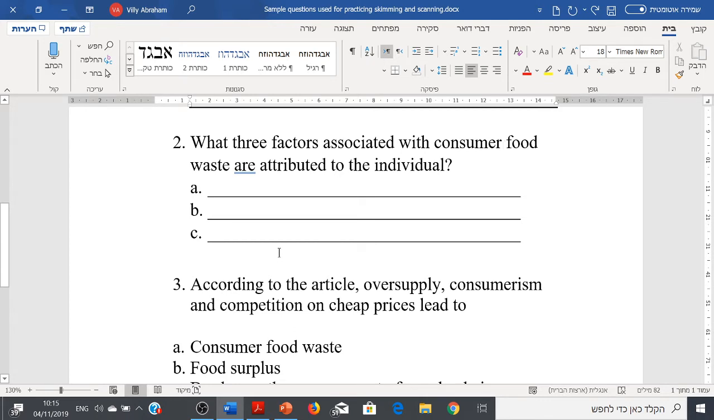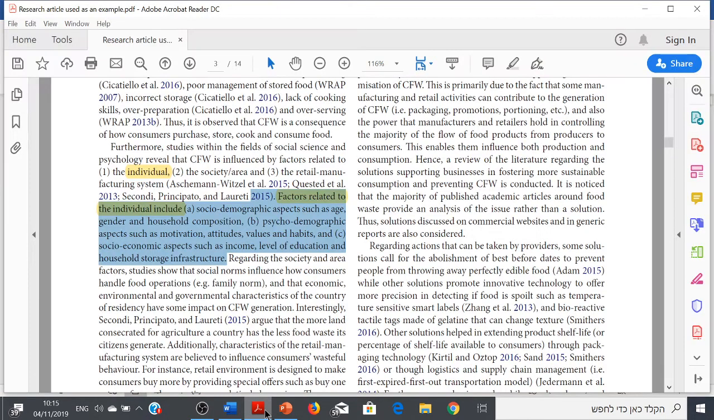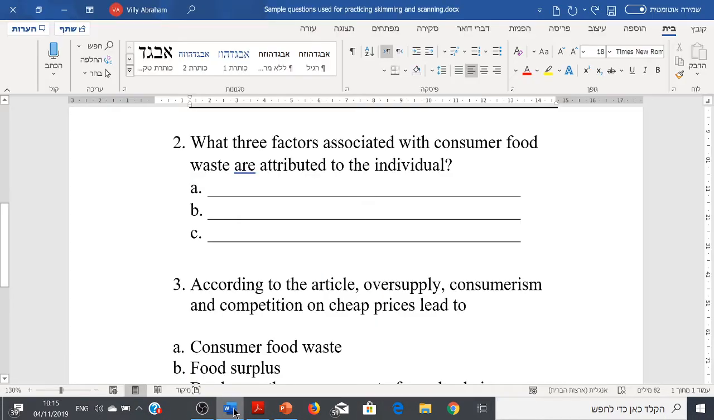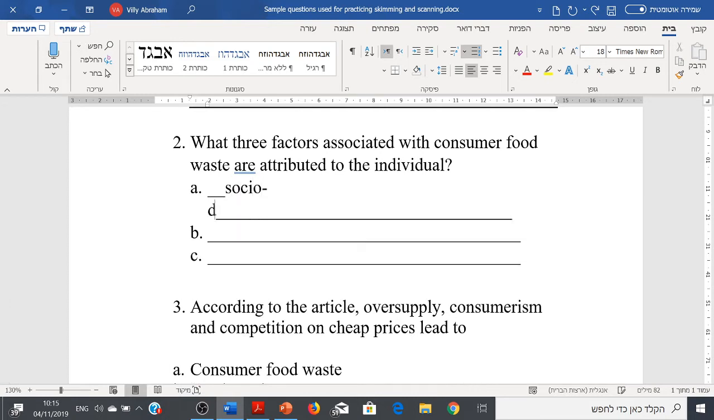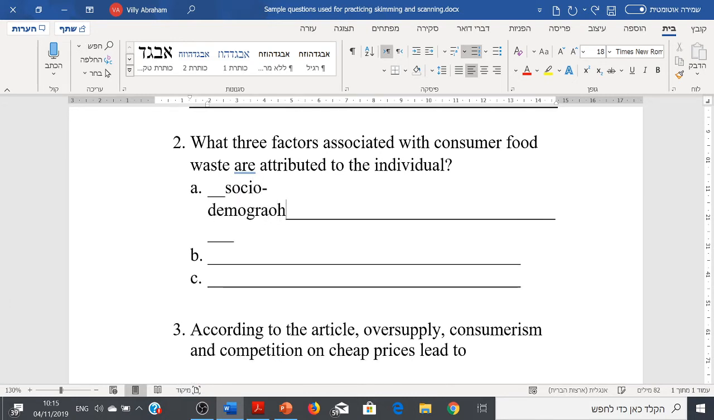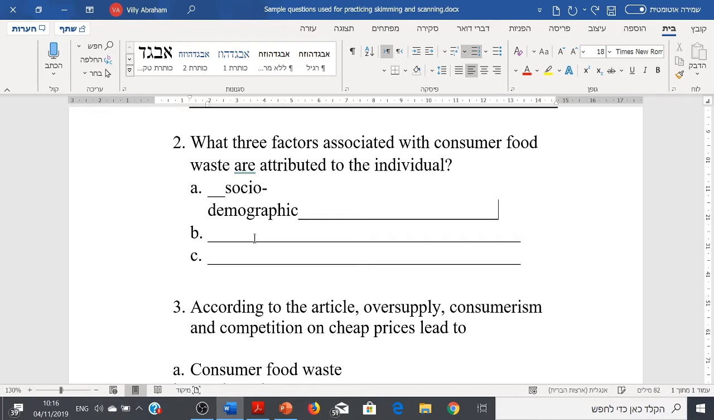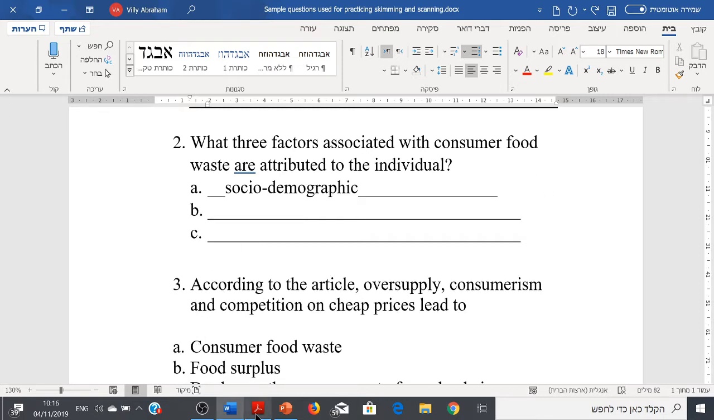According to the article, what three factors associated with consumer food waste are attributed to the individual? Unless you're required or asked to provide specific examples, I would keep my sentence general. So I would just copy socio-demographic, psychodemographic, and again, socioeconomic. Let me go back here. So we write here socio-demographic. Just let me delete part of the line here.